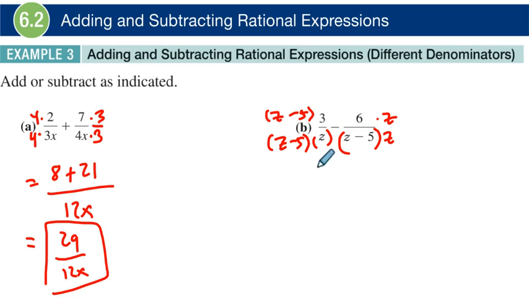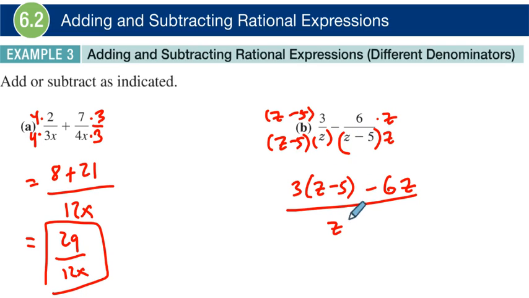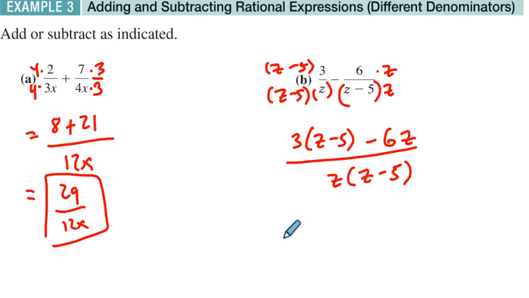Okay, so if I look at this side, that's going to be 3 times Z minus 5 minus 6Z. So that's what our one numerator is going to be. And then they have a common denominator of Z times Z minus 5. Now, we always want to simplify as much as we can. I'm going to leave the denominator in factor form, just in case something can factor on top, then I can go ahead and cross it out here.